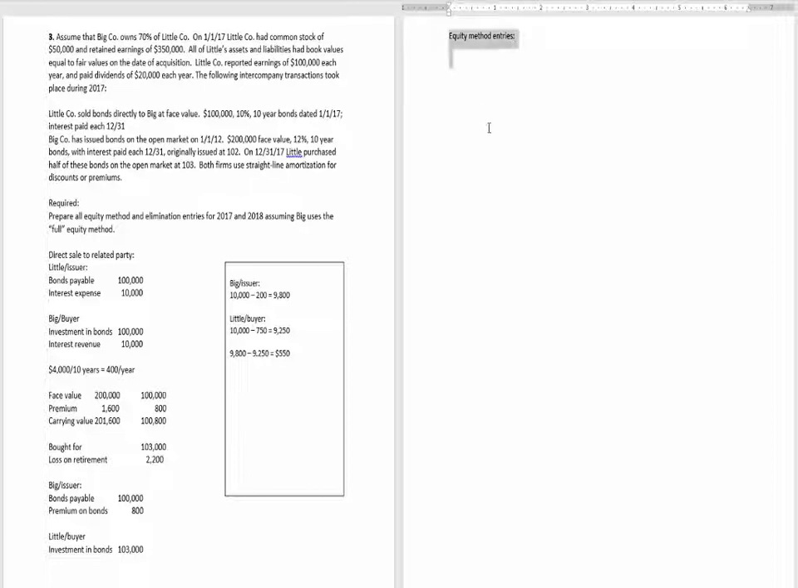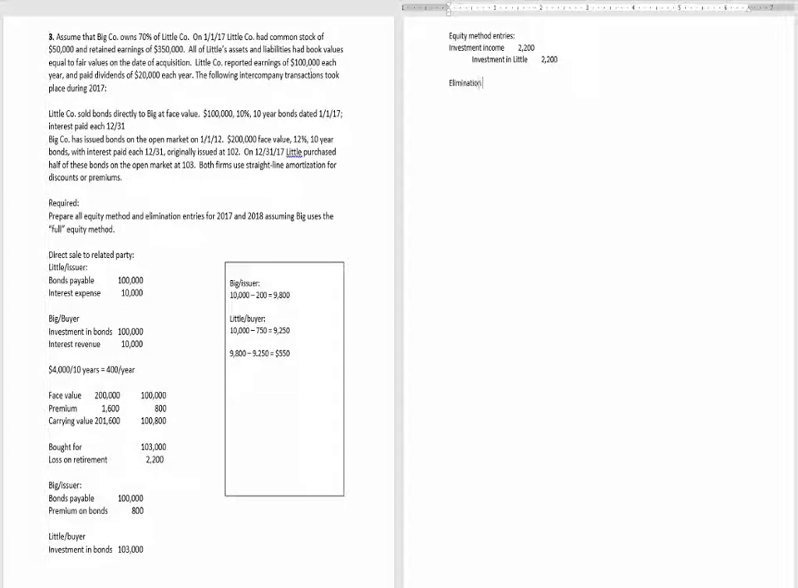For the constructive retirement, there is going to be an effect on income. Basically, we're going to record a $2,200 loss on retirement, and the parent needs to record their share of that loss in their equity method entry. So this is a downstream sale. Again, it's because the parent was the issuer, this is viewed as a downstream transaction, which means that the parent absorbs 100% of that $2,200 loss. So investment income reduced by $2,200, investment in Little reduced by $2,200.